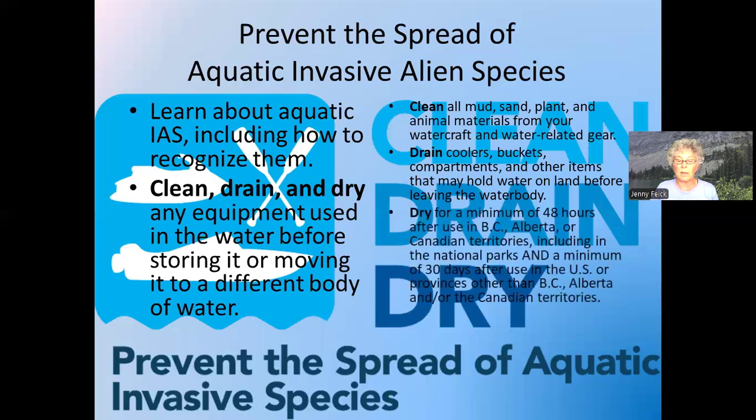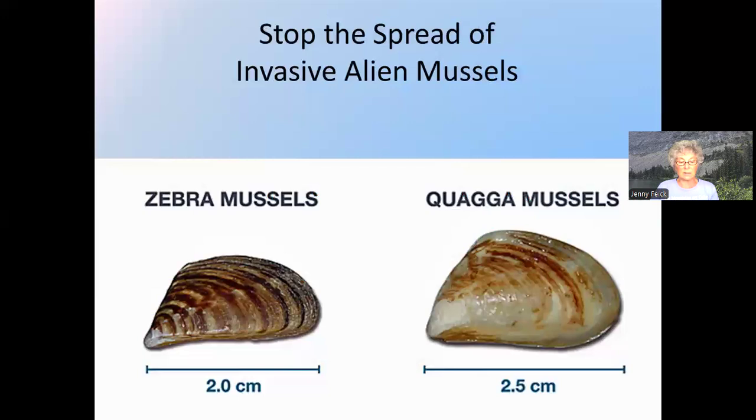Drying means dry for a minimum of 48 hours after use in BC, Alberta, or Canadian territories, including in the national parks, and a minimum of 30 days after use in the United States or in provinces other than BC, Alberta, and or the Canadian territories. Invasive alien zebra and quagga mussels from the Baltic Sea are currently still only wreaking havoc in the USA and the Canadian provinces of Manitoba, Ontario, Quebec, and the Maritimes. They can survive out of the water for 18 to 30 days, which is why the dry quarantine period needs to be so long.